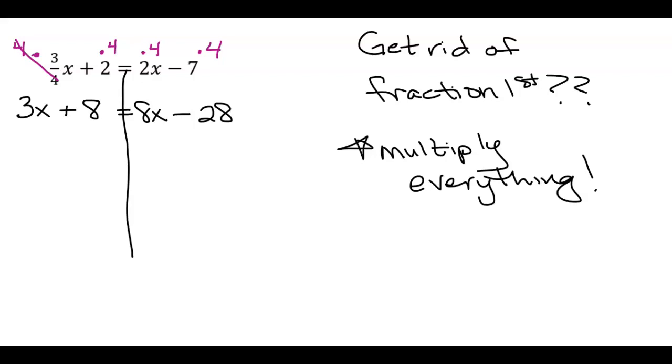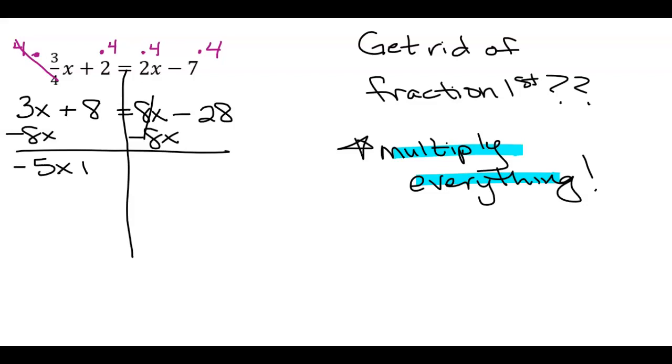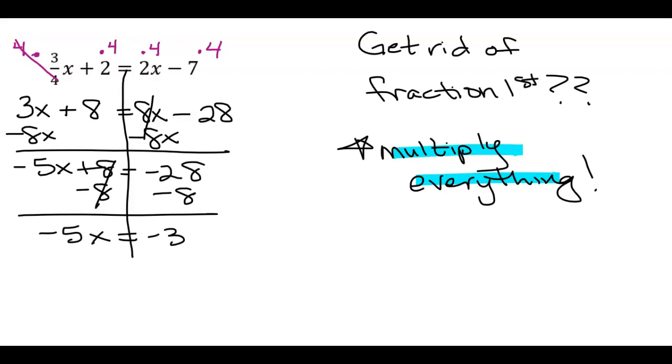So now we made the problem a little easier because I multiplied everything by the fraction I'm trying to get rid of. Okay? All right, and so now I'm going to subtract 8x on both sides. My 8x's are gone, and you see I'm lining up my x's. So negative 5x plus 8 equals negative 28. And now I have to get rid of a plus 8, so I'm going to minus 8 on both sides. The 8's are gone, so I get negative 5x equals negative 36. And then I divide by negative 5.